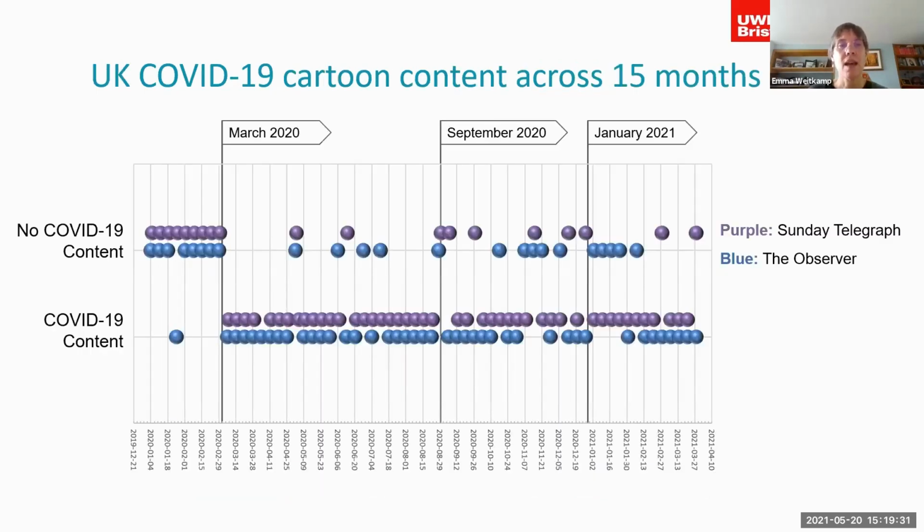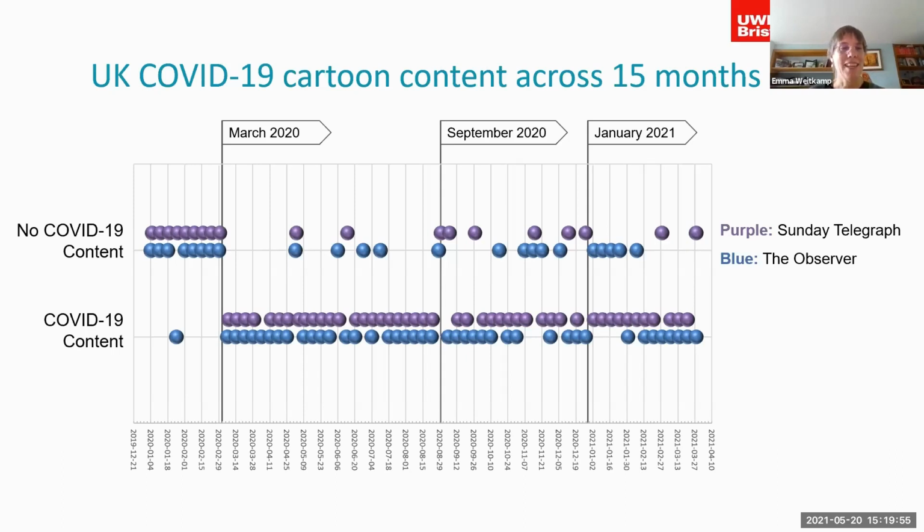how does that vary across the time of year? So here we have data. Purple is the Sunday Telegraph, blue is the Observer. At the lower level are any cartoons that have some sort of COVID content. So it could be that they have it as primary content, or it could be as secondary content. And the top line is those cartoons that don't have any COVID content.